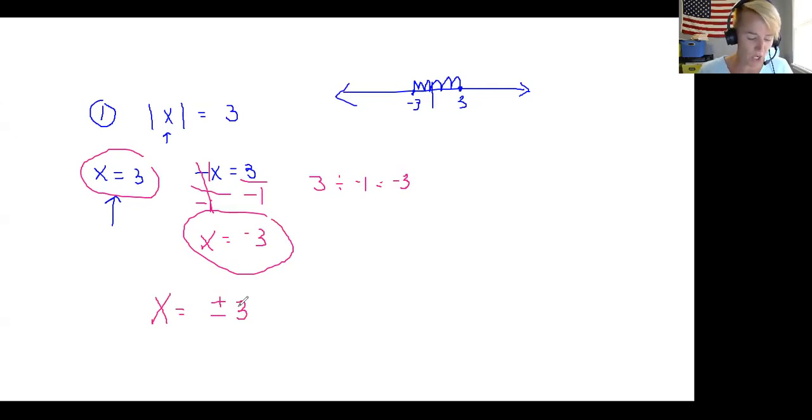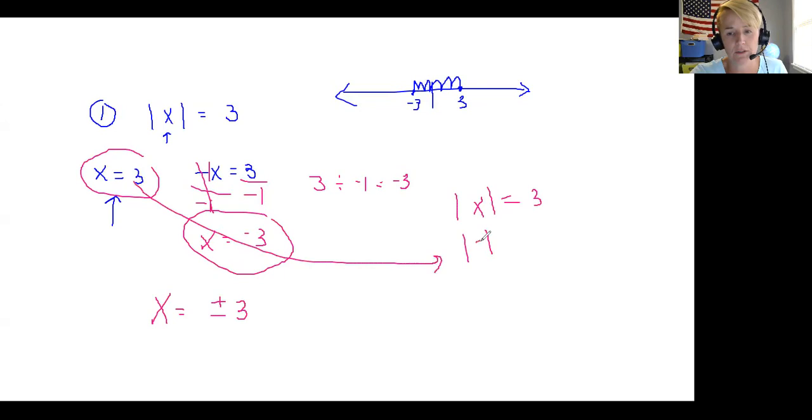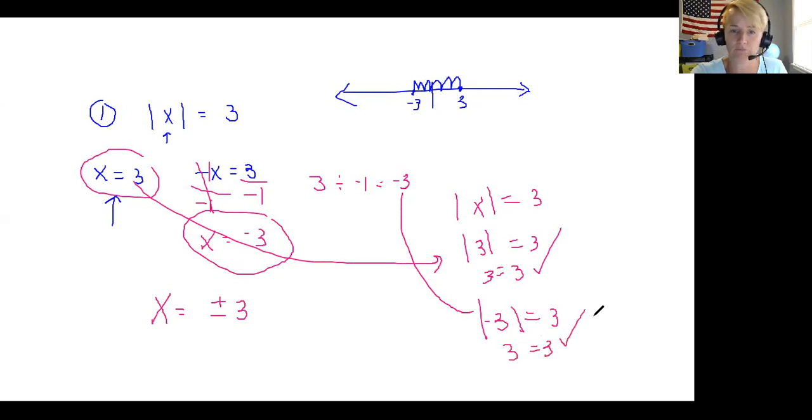Okay, easy enough. But it wants us to check it. So how am I going to check? I'm going to go back to my original problem, absolute value of x equals 3, and I'm going to put this first one into it. So the absolute value of 3 equals 3. So this is 3 equals 3. Boom, that works out. And then what if I put the negative 3 into it? The absolute value of negative 3 equals 3. Well, we know the absolute value of negative 3 is 3. And so since 3 equals 3 again, boom, I'm good. That's how you do number 1.